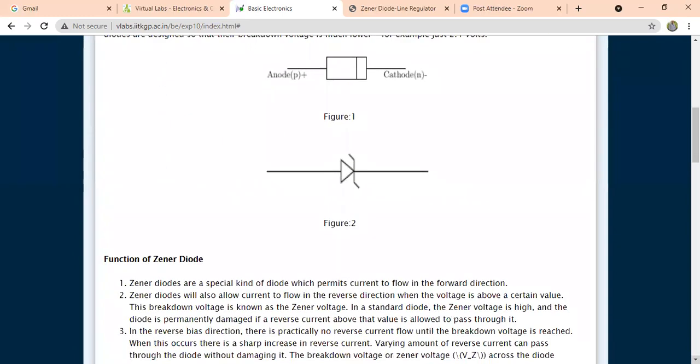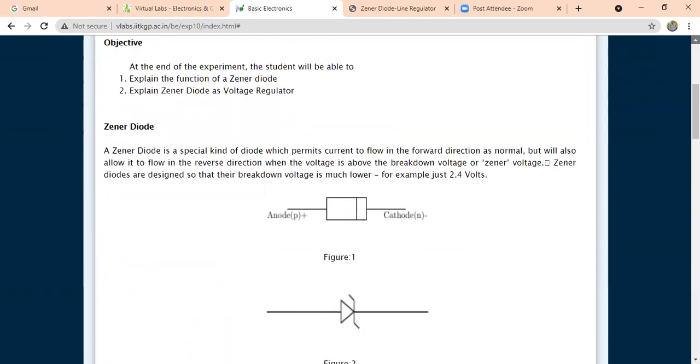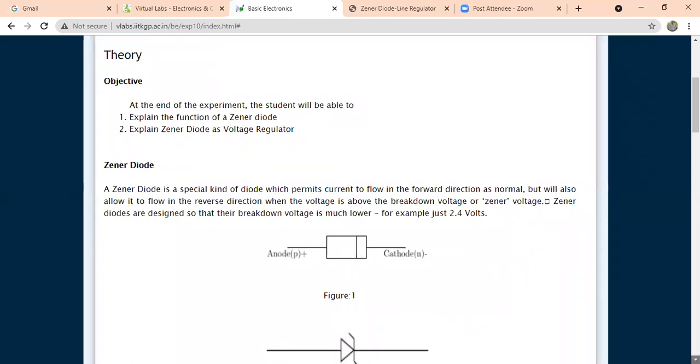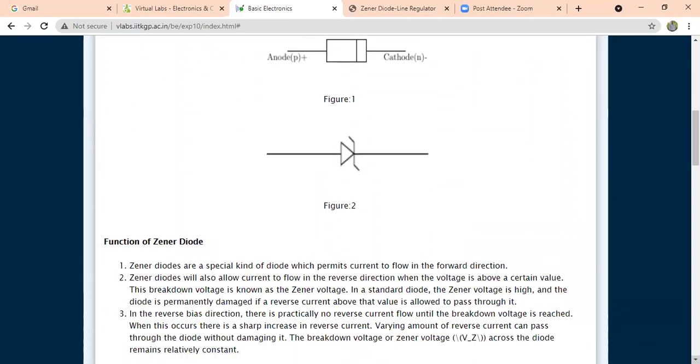By performing this experiment, we will be understanding the function of a Zener diode. We'll also be able to understand how Zener diodes work as a voltage regulator. So let us understand the functions of this Zener diode first.